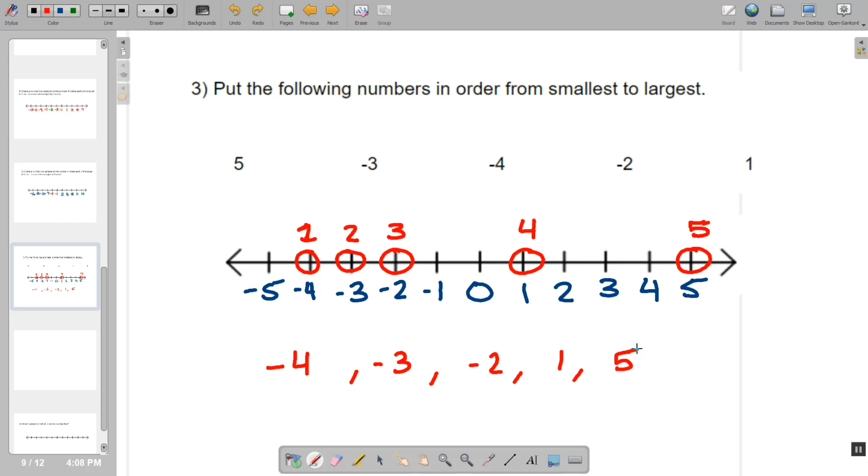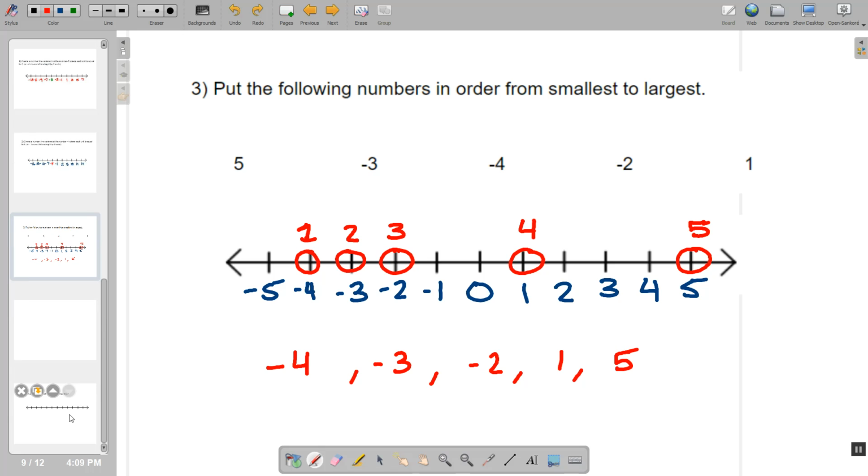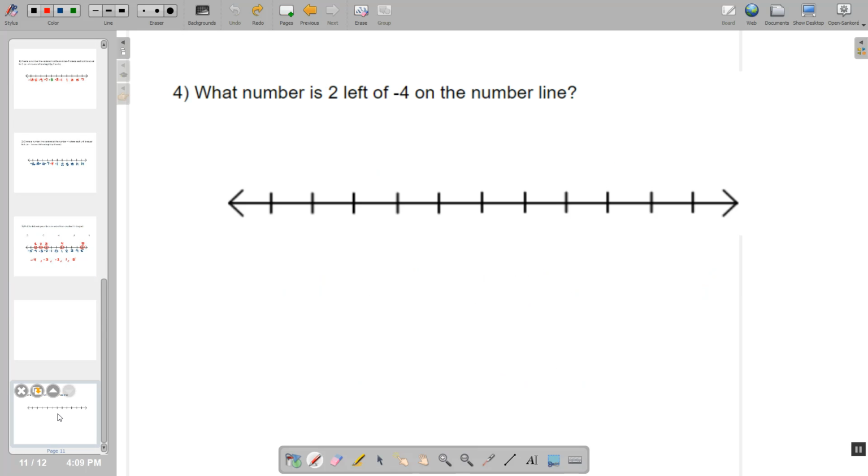And this is the most common real-world application. Who has more money? Who's more in debt? Which day is warmer or colder? All of these are examples of putting units in order from smallest to largest, or largest to smallest. We're going to do one final problem today, which is what number is 2 left of -4 on the number line? So I'm just going to make a normal number line right away.